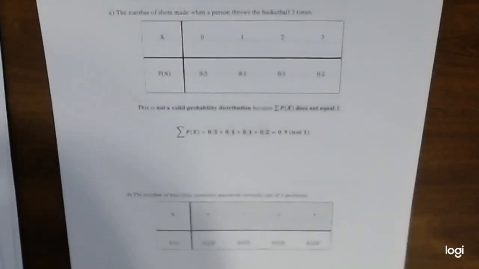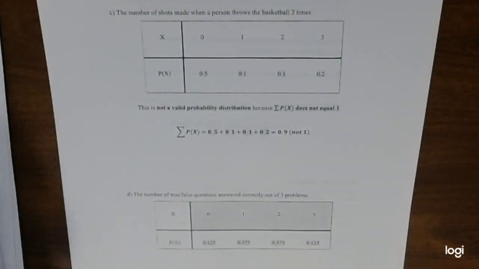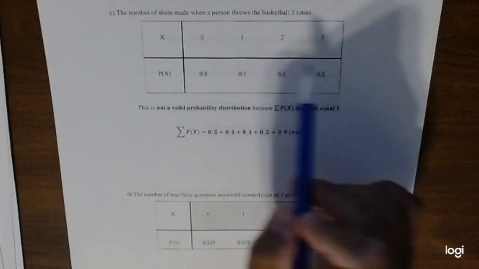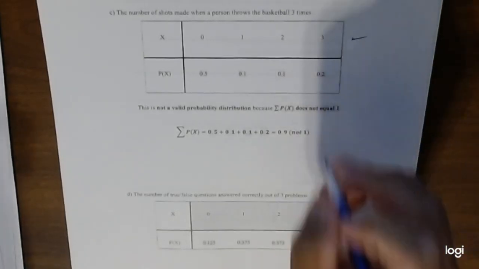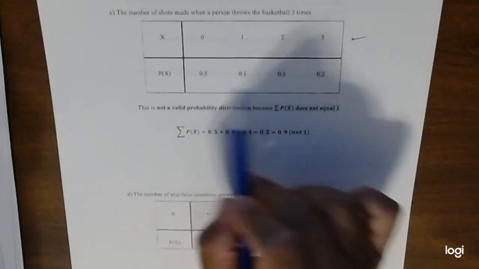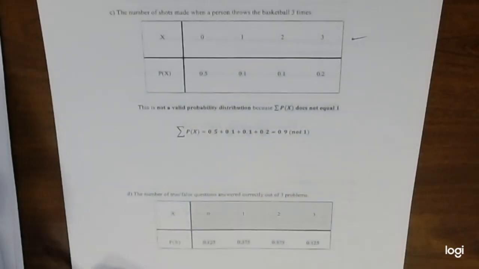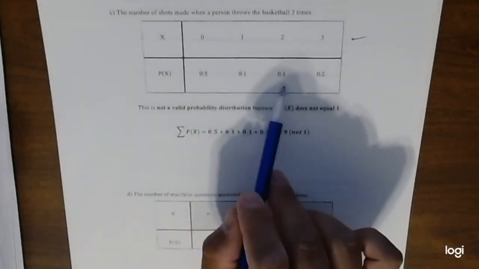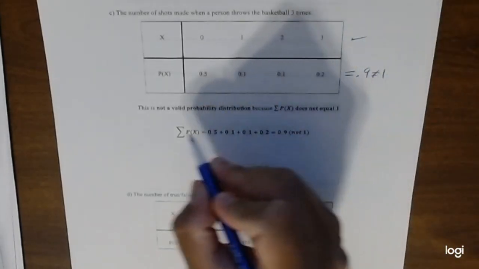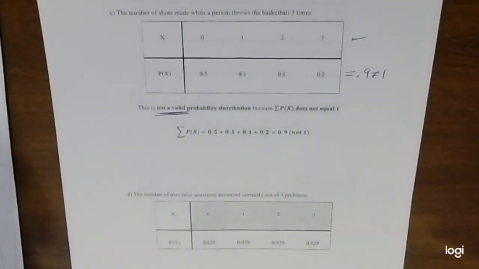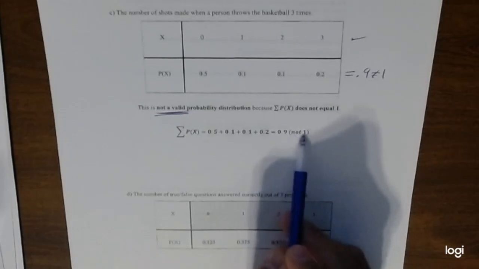So C. So the number of shots made when a person throws the basketball 3 times. All right, so again, you can have 0 shots up to all 3 of them. So that works, so check. Right, so if I add these up, do I get 1? No, you don't, right? This is 0.6, 0.7, 0.9. Not equal to 1. So automatically, because of that, it is not valid, right? Because if you add them up, they do not equal 1.